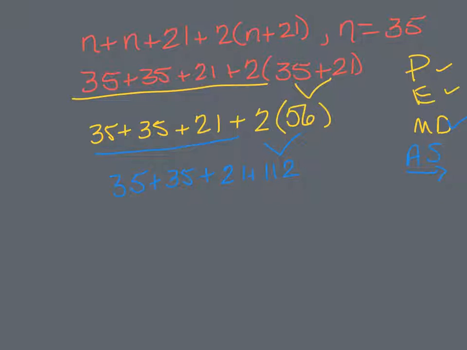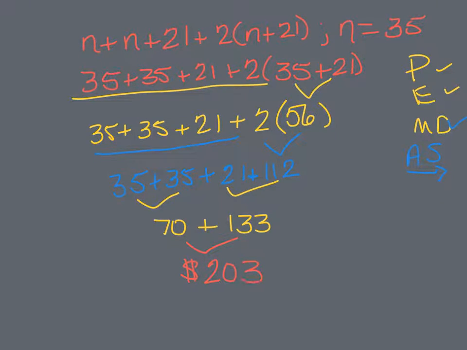I only have addition, which means that gives me some flexibility here. I can actually do this to make my life easier. 35 plus 35 is 70, plus 21 plus 112. Well, 112 plus 1 more is 113, plus 20 more would be 133. And then I add those together. I know 130 plus 70 is 200, plus another 3 is $203 in total.